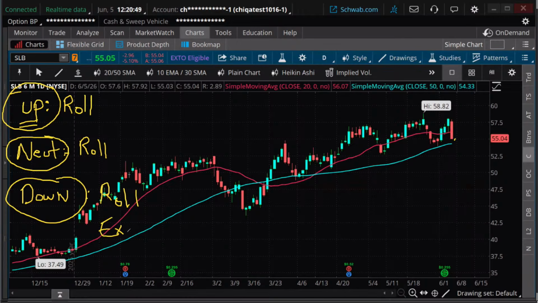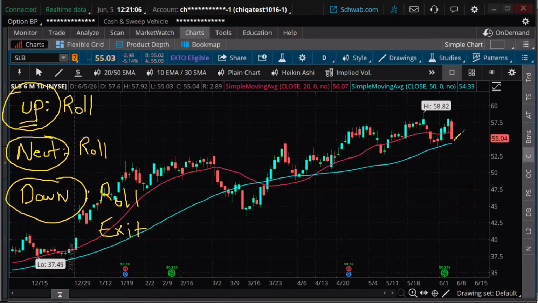Okay, we'll just exit that trade here. If at any time our forecast turns bearish long term, we're going to get out of the overall trade. But by the way, let me circle back to if it goes up.